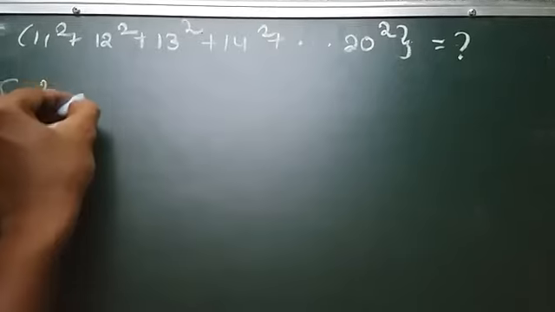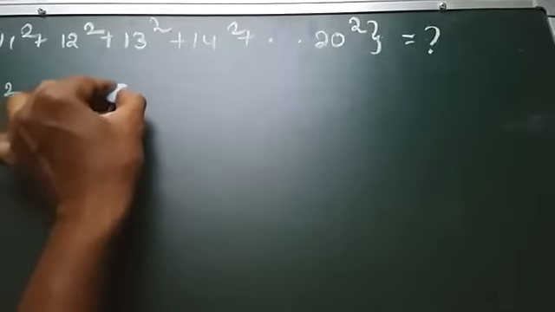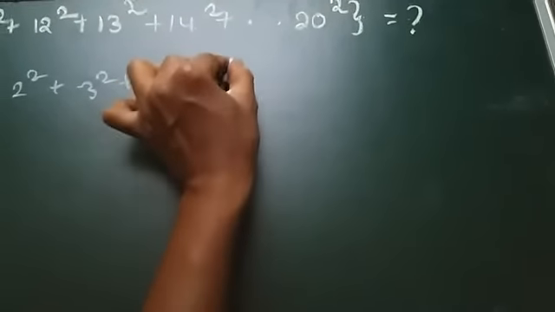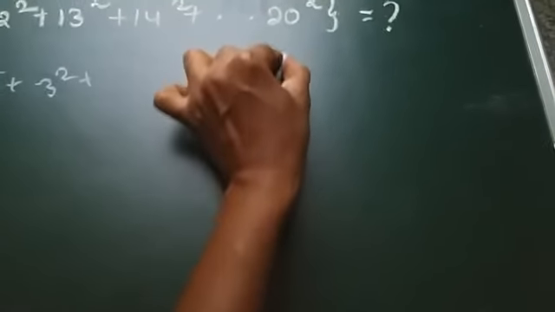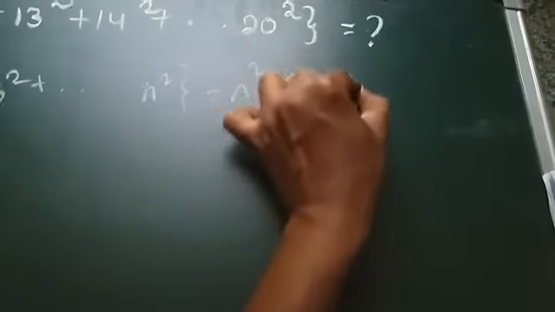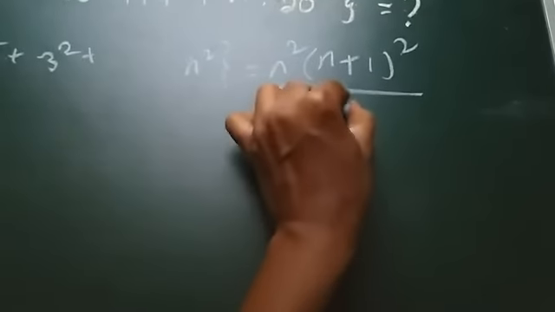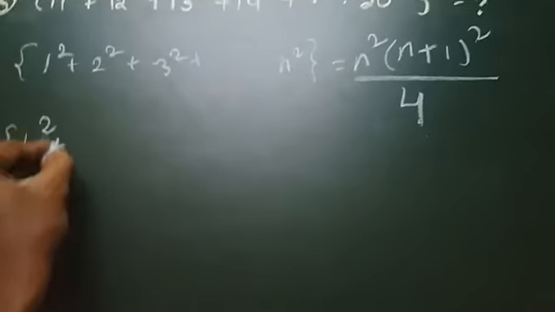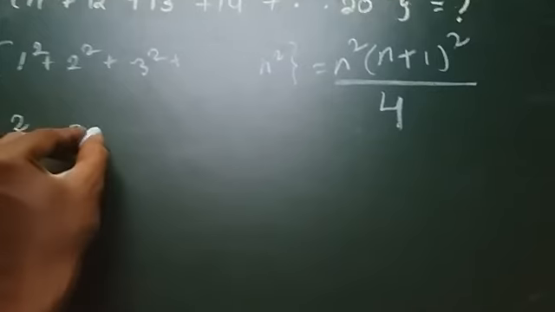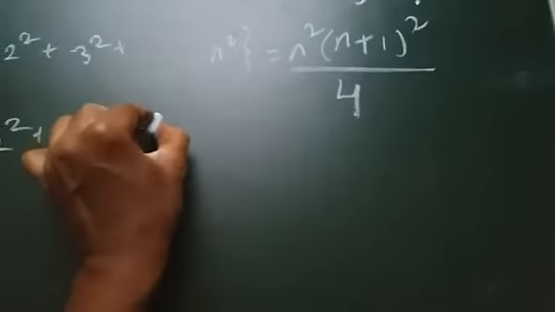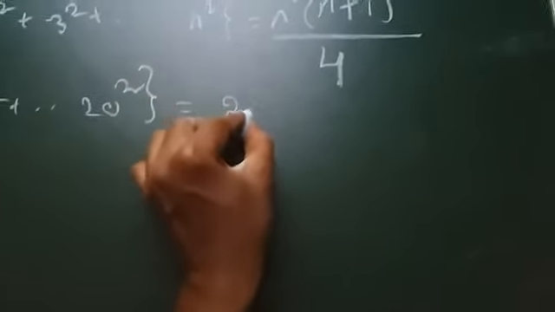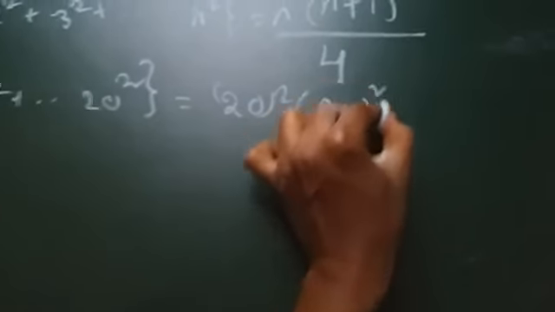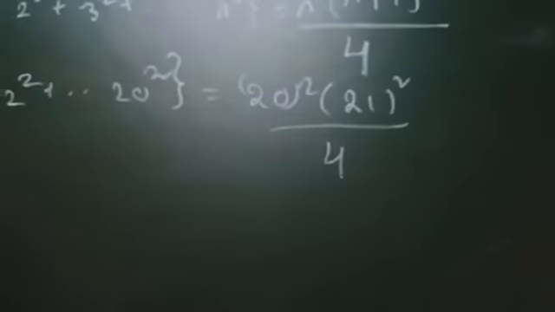But here the sequence is in the form of squares. To find the sum of the squares of n terms, what is the formula? 1 square plus 2 square plus 3 square plus and so on n square is equal to n square into n plus 1 whole square divided by 4, right? So let us consider the first n terms up to 20: 1 square plus 2 square plus and so on 20 square. Here n is 20. Substitute 20 square into 20 plus 1, 21 whole square divided by 4, right?